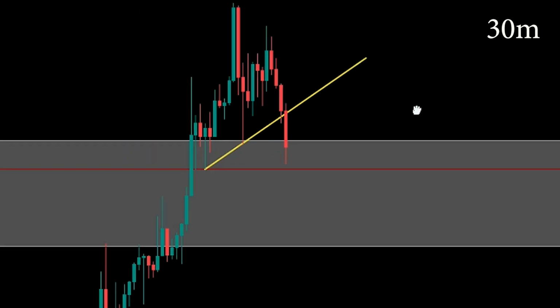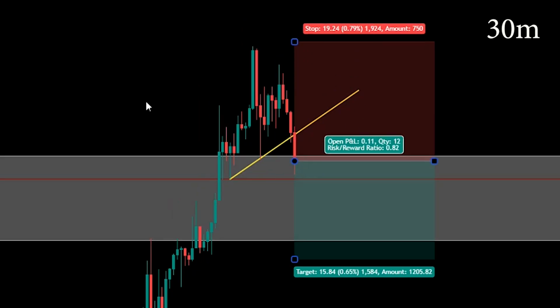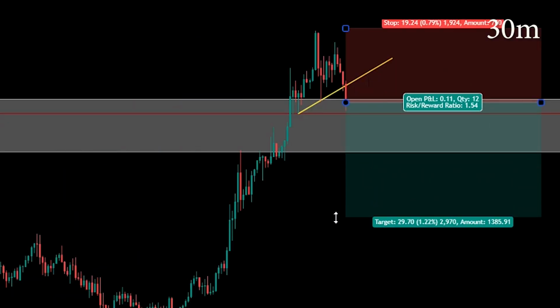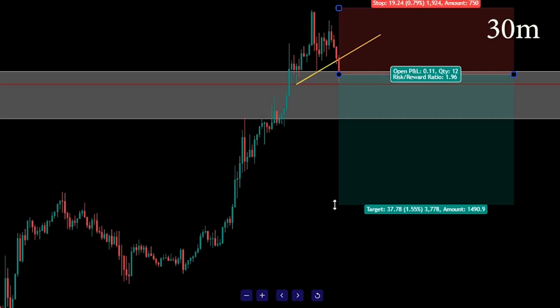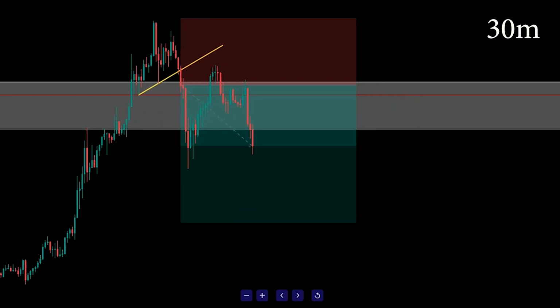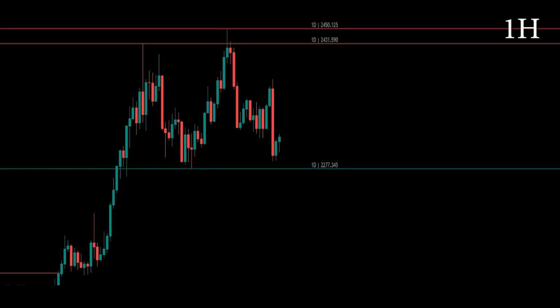Here, I will enter the position as soon as the trend line is broken. Place the stop loss above the previous high, and for the target, set it at 1.5 to 2 times the stop loss. However, in some cases, you should set the target at 1:1, which I'll explain later. You'll see how beautifully the target is reached. Let's look at another example.